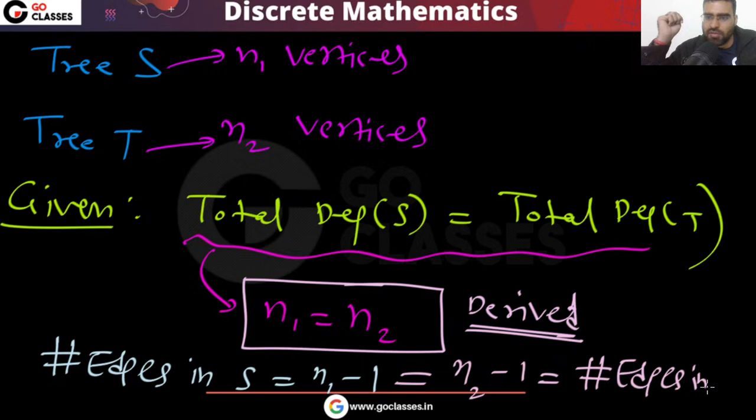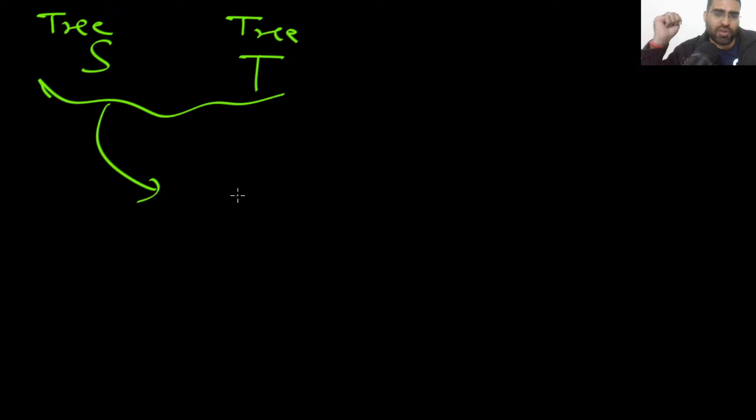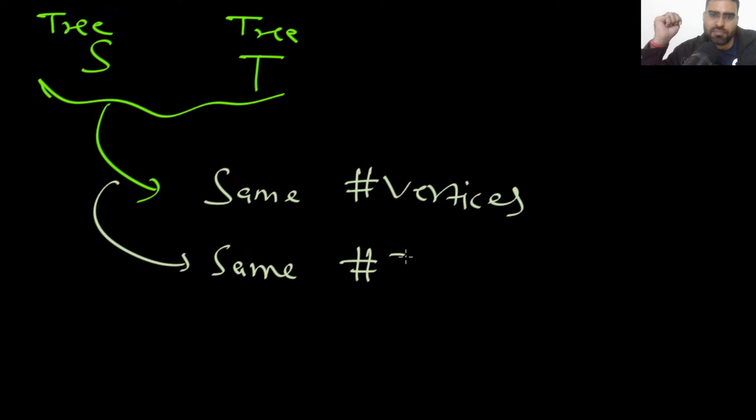So finally, what is your final answer? Look at this tree S, look at this tree T. Your final answer: they will have the same number of vertices and the same number of edges. Their number of vertices is the same, and their number of edges is also the same.